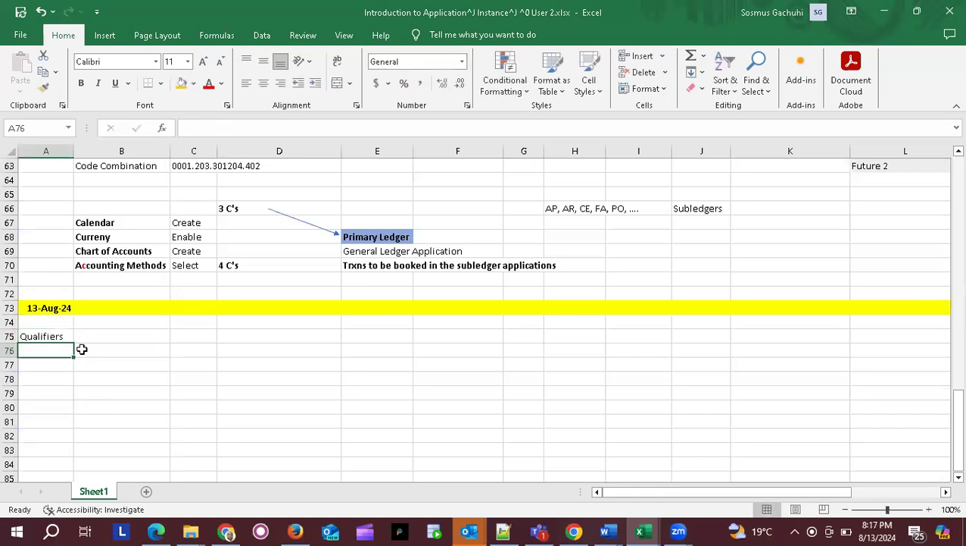Okay, we have 2 categories of qualifiers, and we have Flexfield qualifier.